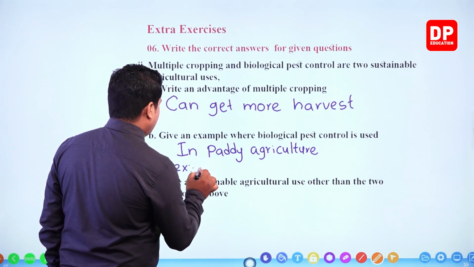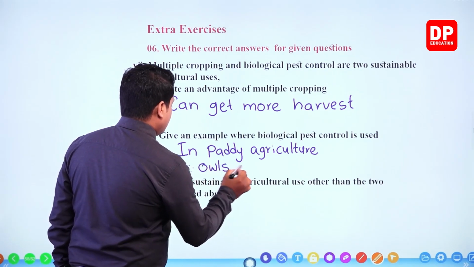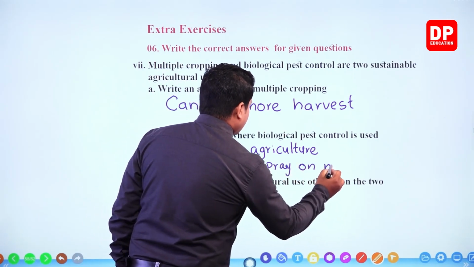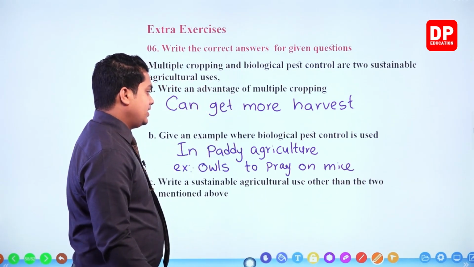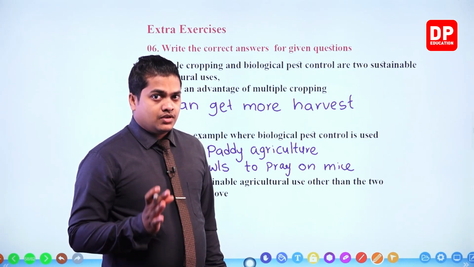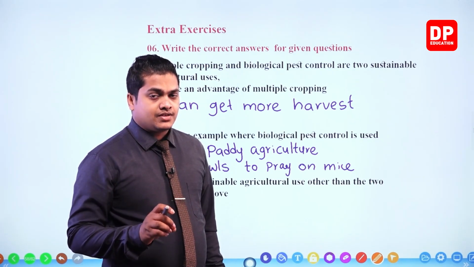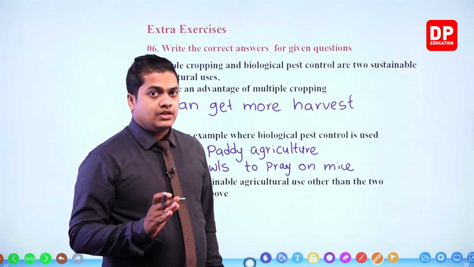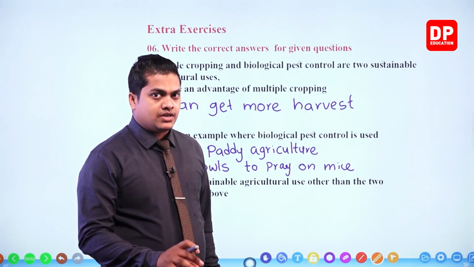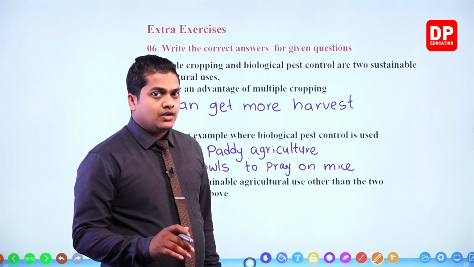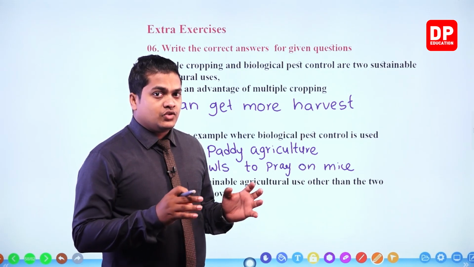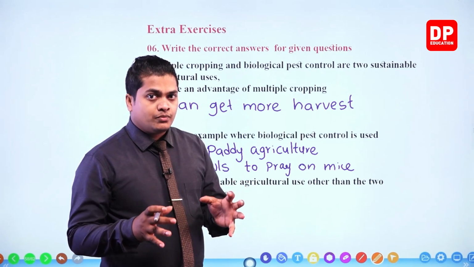Example, owls prey on mice. Okay, so mice are a kind of threat or pest, right, which grow within paddy fields. So owls are being used to prey on these mice, by using different kinds of techniques and mechanisms, my dear children. So over there we are using one certain kind of organism to prey on another.